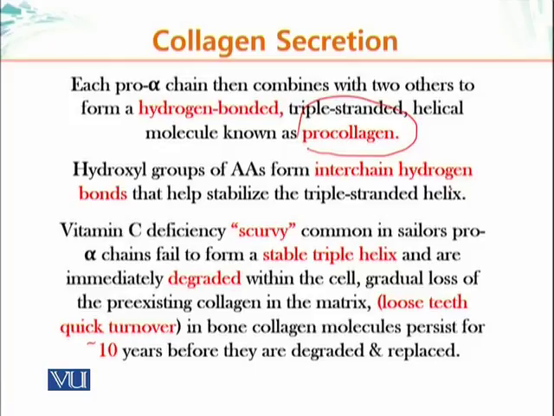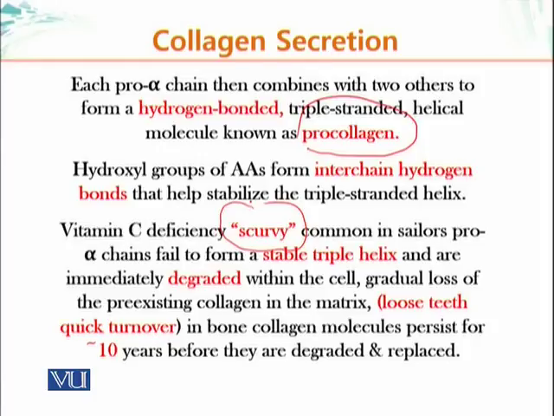For example, scurvy, you must have heard about it. It's a disease which was common in sailors because they did not have enough vitamin C, which comes primarily from fresh fruits. So vitamin C or ascorbic acid deficiency resulted in these sailors, when they made their alpha chains, not being able to form the stable triple helix, and the chains were immediately degraded.